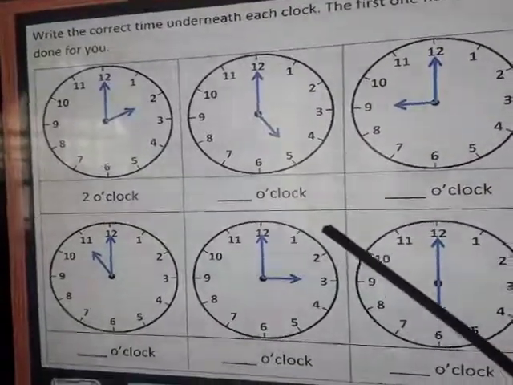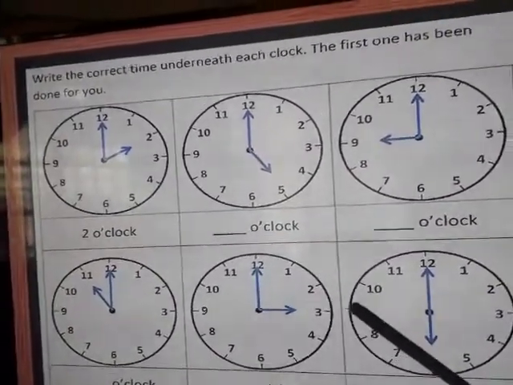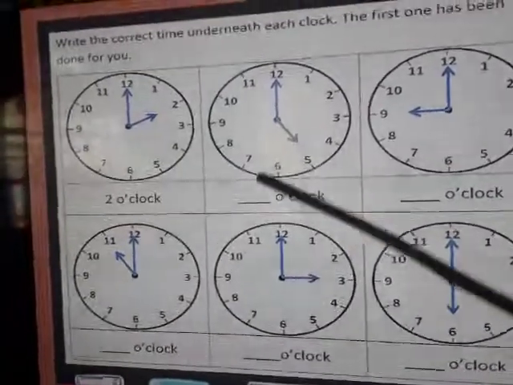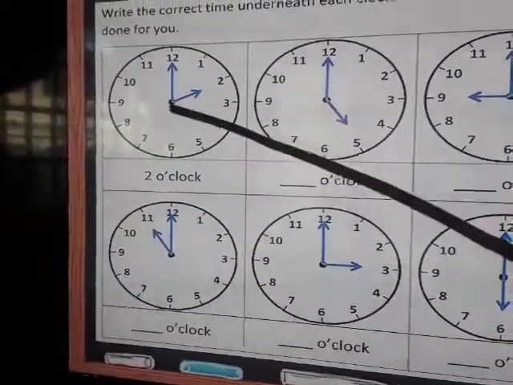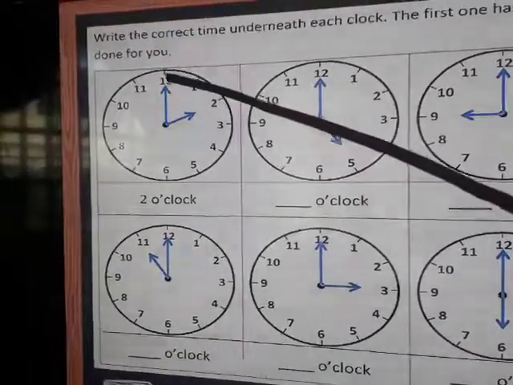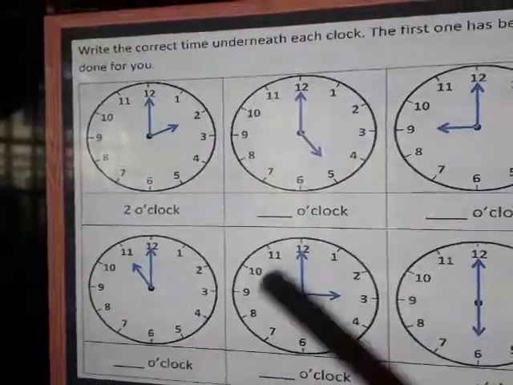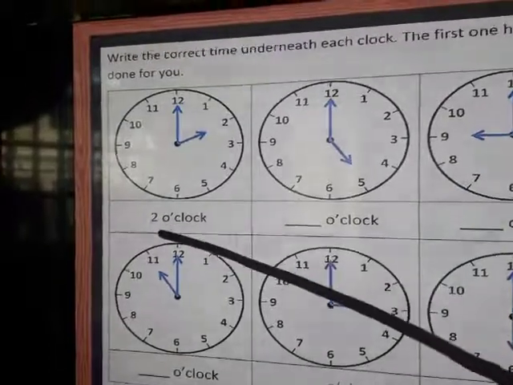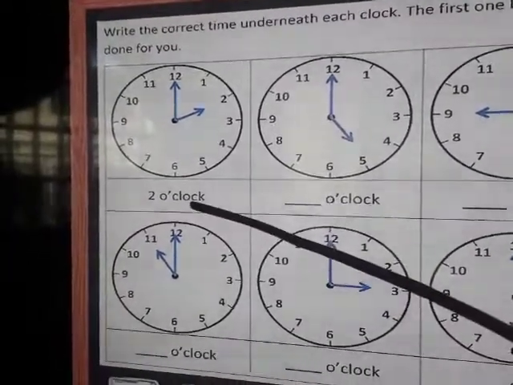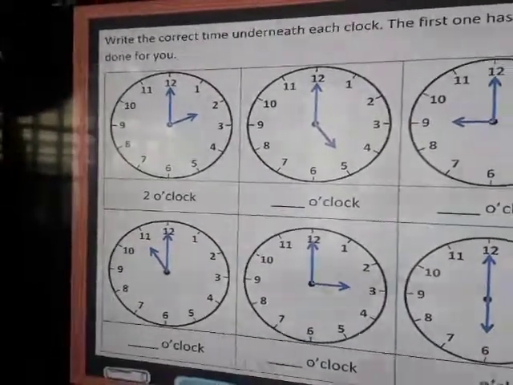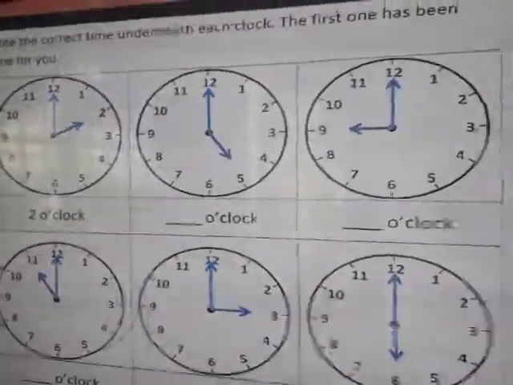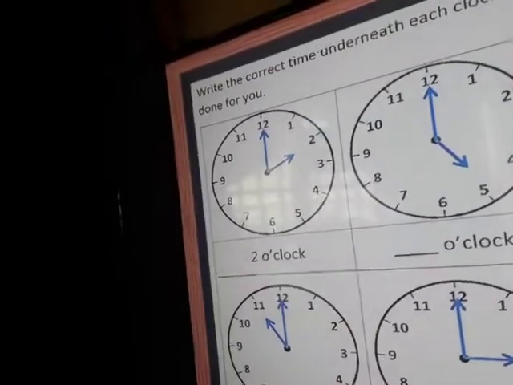So for example, the short hand pointing to 2 and the long hand pointing to 12, what time is it? 2 o'clock. Okay, 2 o'clock. Now it is your turn. I will ask Suhor.